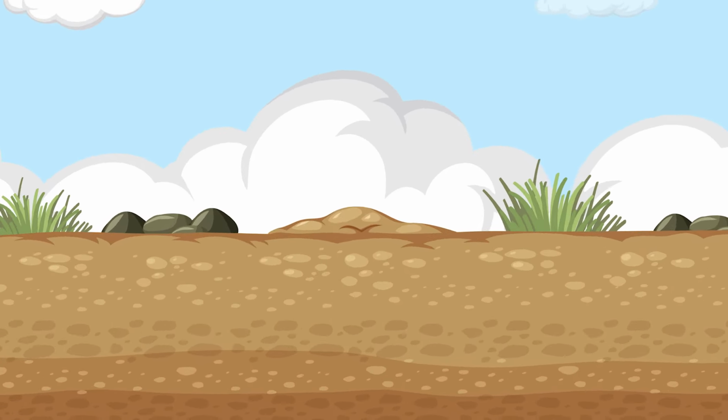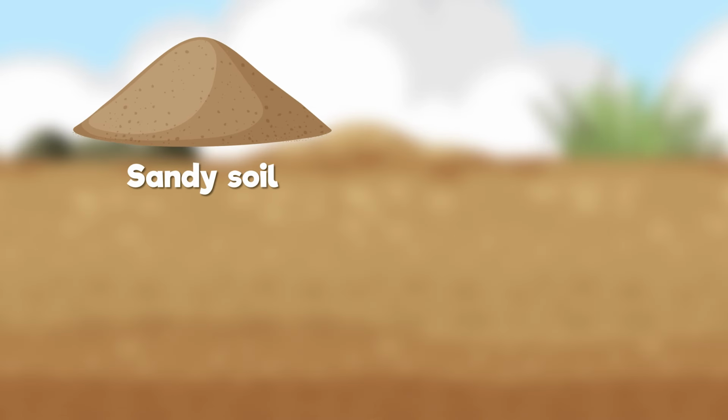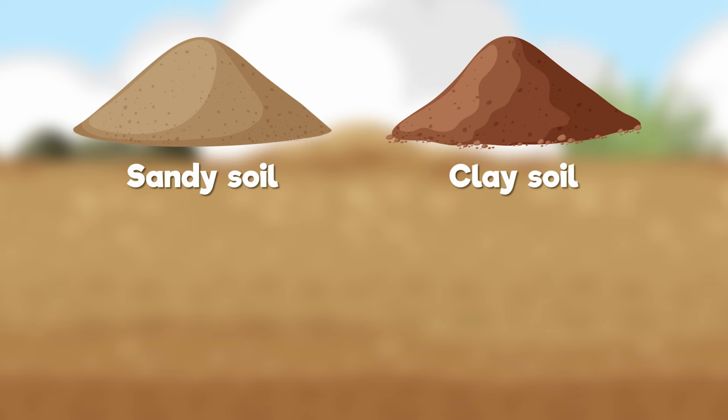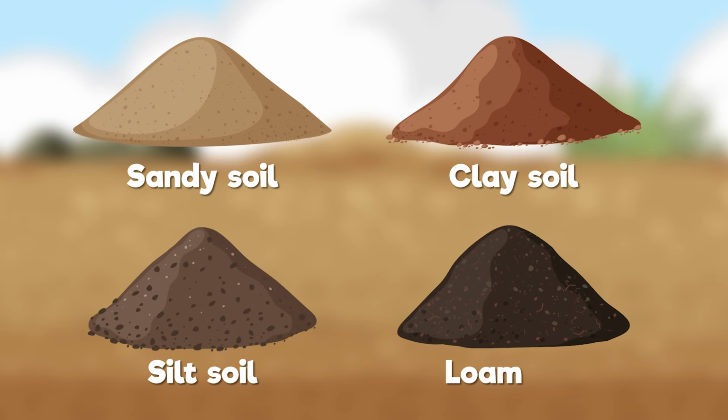So there you have it, the four main types of soil: sandy soil, clay soil, silt, and loamy soil.